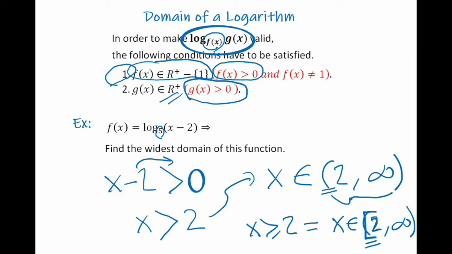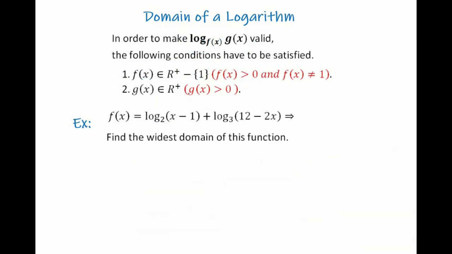Let's take a look at our next question. And in this question also, we are asked to find the widest domain of this function. And again, we have to check the numbers and the bases for all logarithmic functions. If you look at the first term here, the base is okay. Why? Because it is greater than 0. And for the second term, we have 3, which is okay as well.